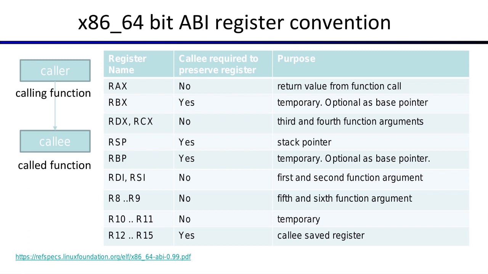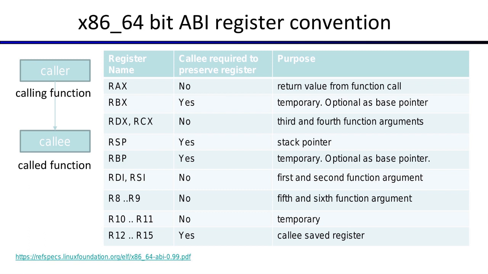So which registers are used for passing the arguments? There are 6 arguments that can be passed through registers, and they are written here in the purpose column. The first and second function arguments are passed in RDI and RSI. The third and fourth function arguments are passed by the RDX and RCX registers. The fifth and sixth function arguments are passed by the R8 and R9 registers. The return value is passed back in the RAX register.